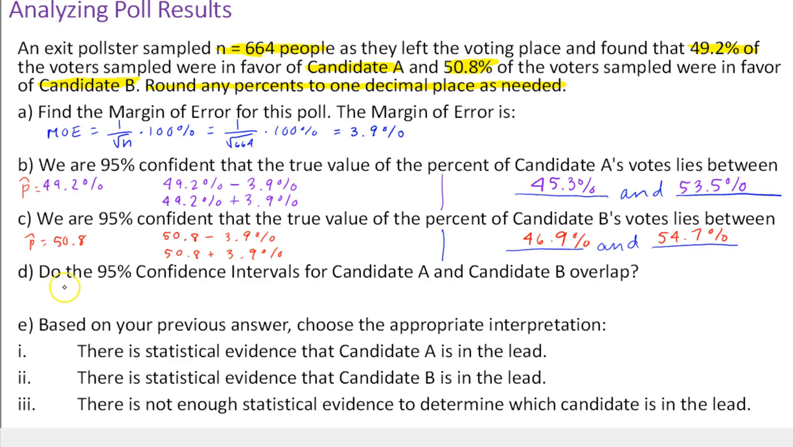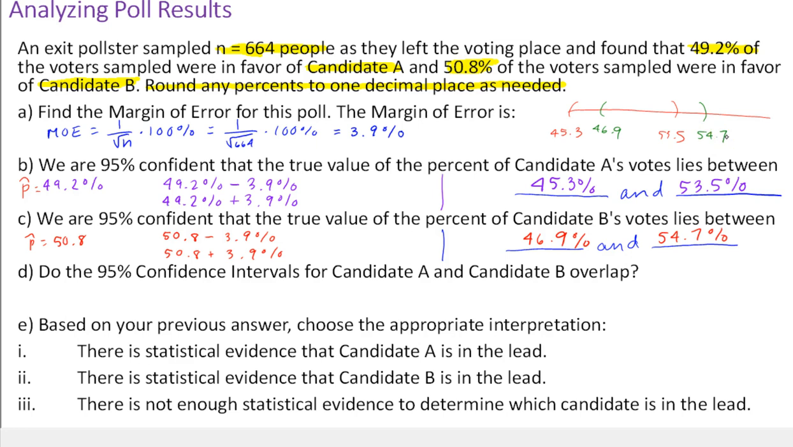Now the next question asks us, do the 95% confidence intervals for candidate A and candidate B overlap? And the answer is yes. And the quick way to take a look at this is to take the larger value of, so 49.2% is smaller, but its upper bound is 53.1. Let's draw a little picture just for fun. Okay, so candidate A goes up to 53.1, and its lower is 45.3. And candidate B is 46.9, which is about here-ish. And the upper value is 54.7.